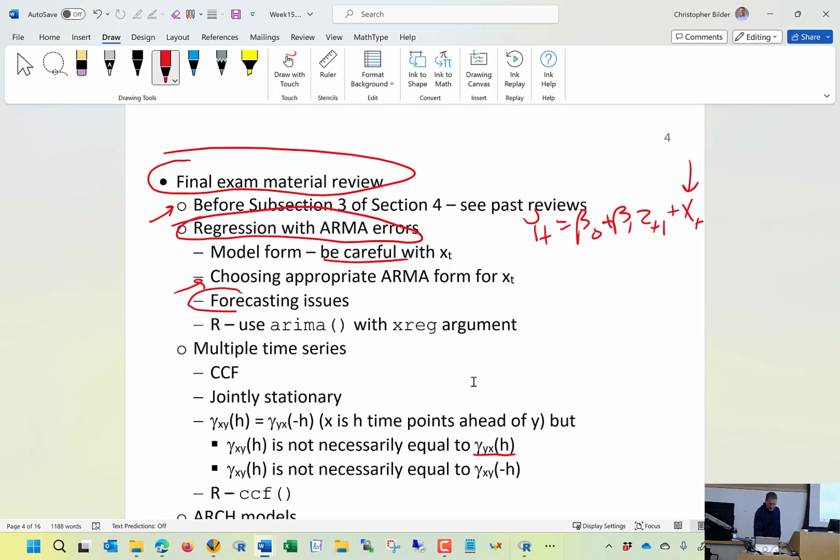Unfortunately, there are some forecasting issues. If I want to forecast one time point ahead of where my data is, I also need that independent variable. What is that value in the future? That's unknown to us. This is the future. And so you might have to make a guess about what that future value would be, then use that to help you forecast what y sub t would be.